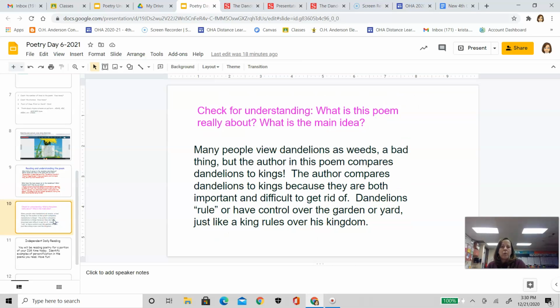So, what is this poem really about? What is the main idea? Many people view dandelions as weeds, a bad thing, but the author in this poem compares dandelions to kings. The author compares dandelions to kings because they are both important and difficult to get rid of. Dandelions rule or have control over the garden or yard just like a king rules over his kingdom.